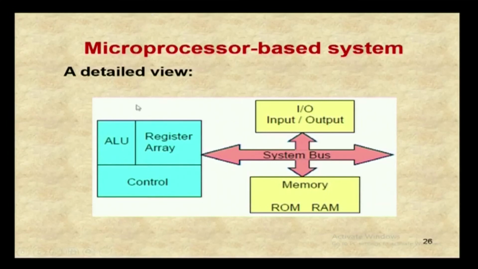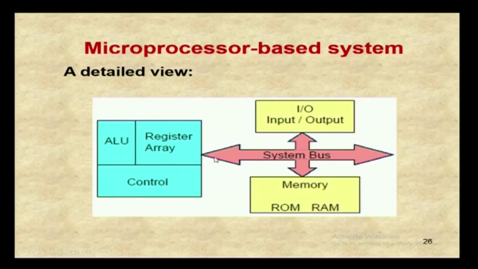As I told you, this is what is inside the microprocessor: the arithmetic logic unit, a small amount of memory called the register array, and a control unit. This is the one that controls what the arithmetic and logic unit has to do, and after processing, the result has to be sent to the input output devices.